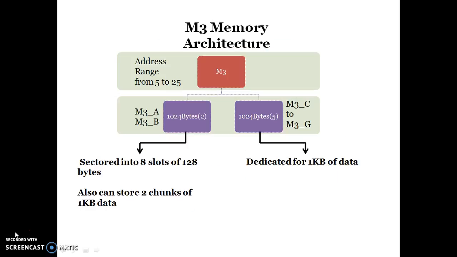We have used 7 memories of type M3, each having a capacity of 1024 bytes, and now we are going to together name it as M3. 5 memories of M3 type are dedicated to storing 1 kilobyte long data each. 2 memories are sectored into 8 slots of 128 bytes. These can store either a single 1 kilobyte data or 8 different 128 bytes long data. So, in total we have 26 different memory locations and we require 5 bits to represent these.